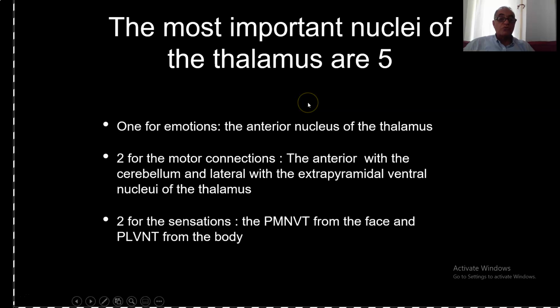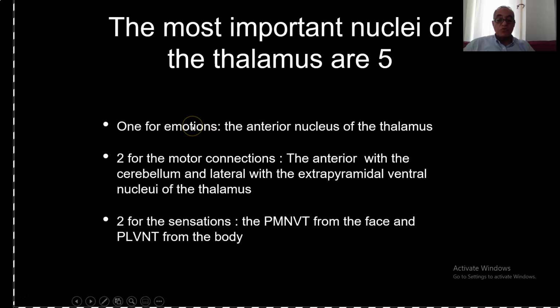The most important nuclei of the thalamus are 5. You don't have to remember all the nuclei because these have neurosurgical applications and because these are involved in very important circuits. So actually what you have to know is 5 nuclei only.